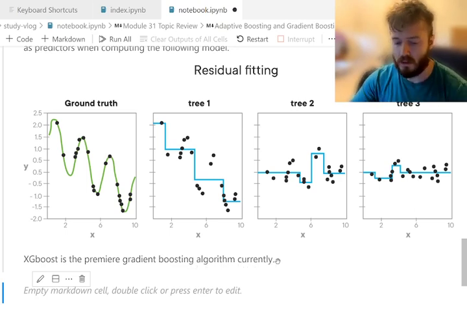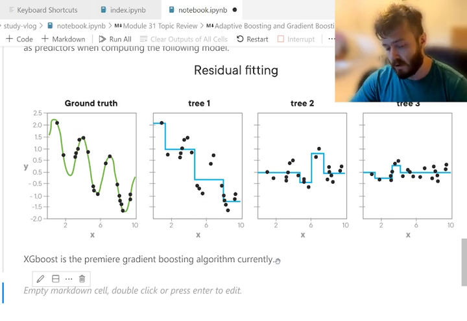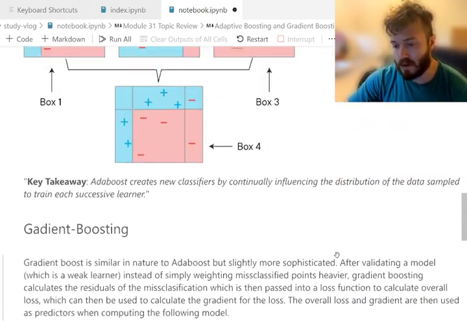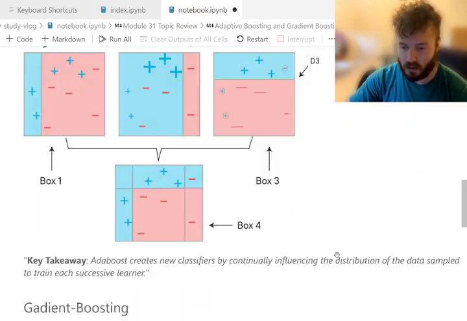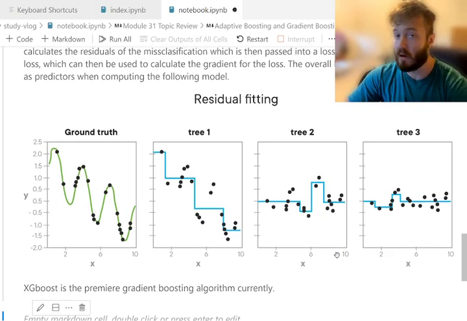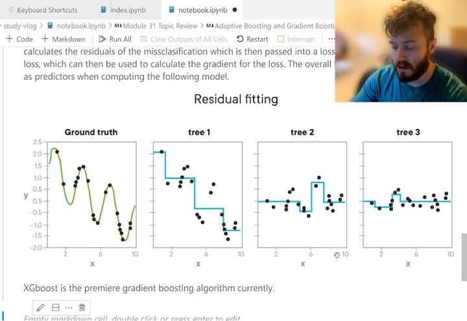Long story short, XGBoost is supposed to be the premier or preferred gradient boosting algorithm out there. Again, it's not just a boosting algorithm, because AdaBoost is different, but it's a gradient boosting algorithm. There are gradient boost model objects available in scikit-learn. XGBoost, like I said, is its own library, and you can't pip install it. You have to conda install it.